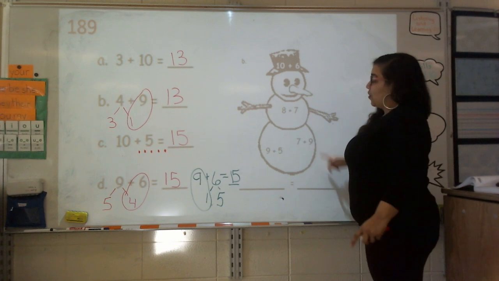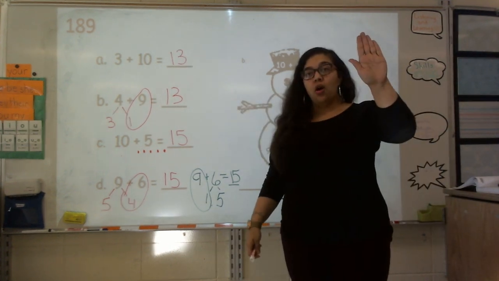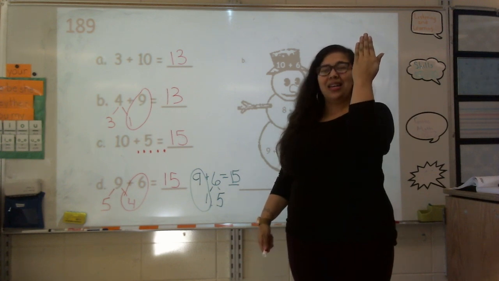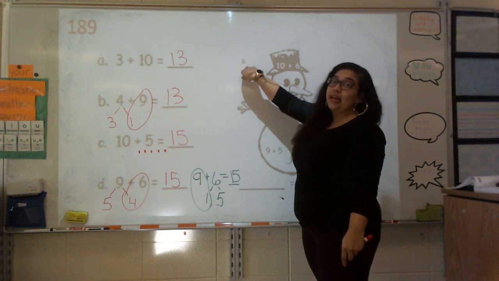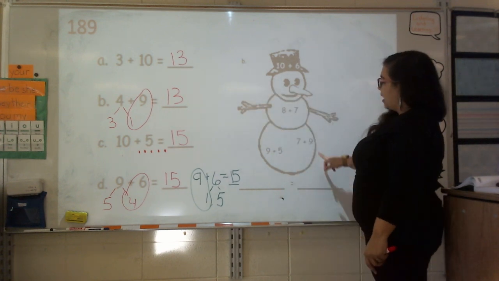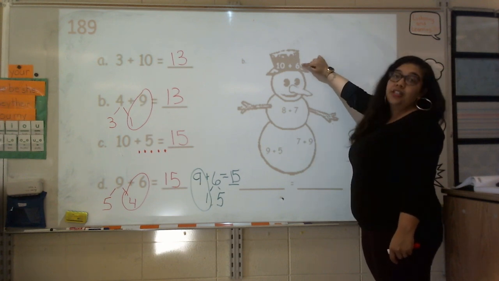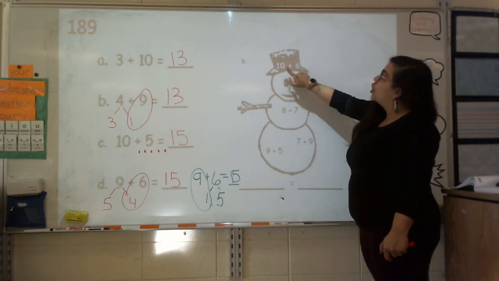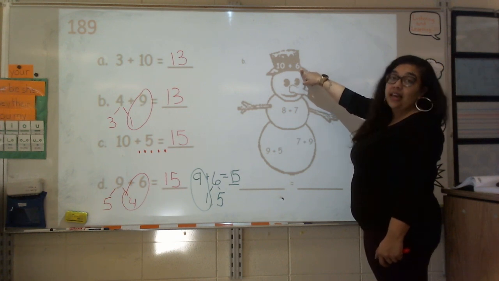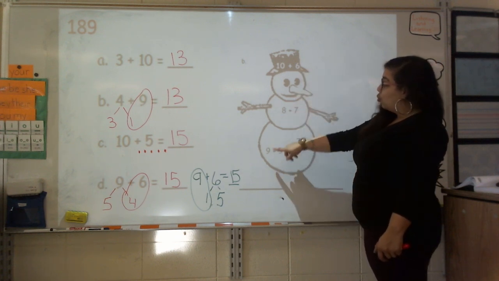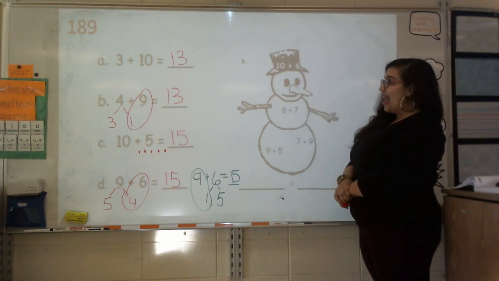All right, so on the back side of that same piece of paper, so 189 was on the front. On the back side, page 190 it should be, there's some snowmen. We're doing snowman letter B. What we need to do is find the number sentence on his body that matches the number sentence in his hat. What is the number sentence in his hat? 10 plus 6. Good. Which of these out here matches his hat?